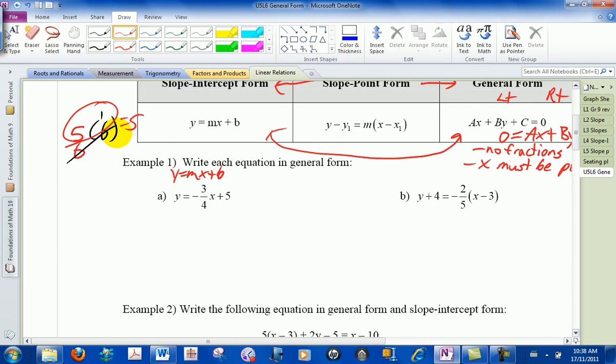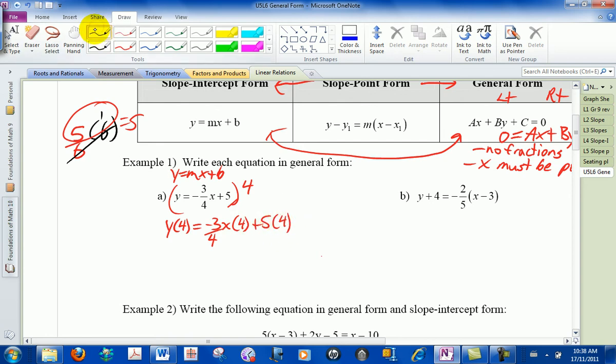If we have a whole equation, we have to multiply the entire thing by the LCM. So what's the LCM? 4. In most cases, we're only going to have one fraction. There's going to be some times when we don't, though. So what we have to do is have y times a 4 equals negative 3/4 x times a 4 plus 5 times a 4.